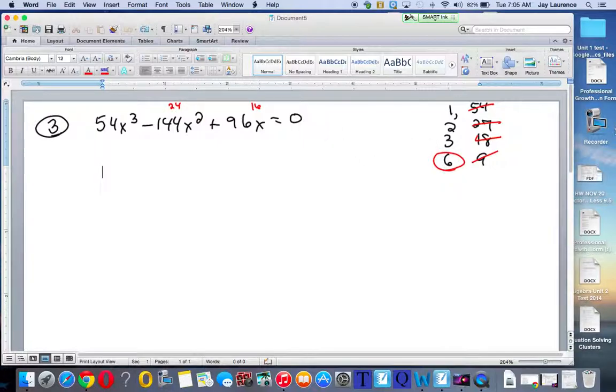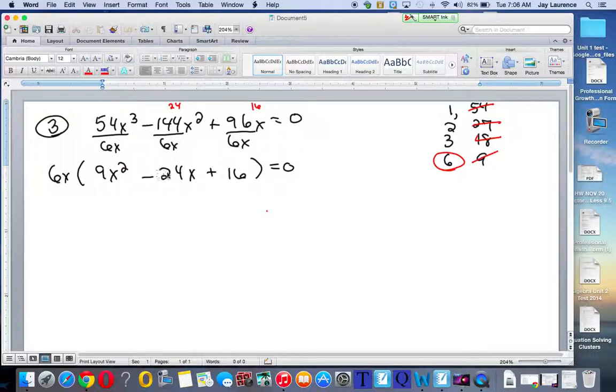So I'm going to factor out a 6x. I'm going to divide by 6x, divide by 6x, then divide by 6x. So my 6x is out front. Okay, I'm going to have a 9x squared, I believe, minus 24x. That's why I wrote the 24 there. And plus 16.